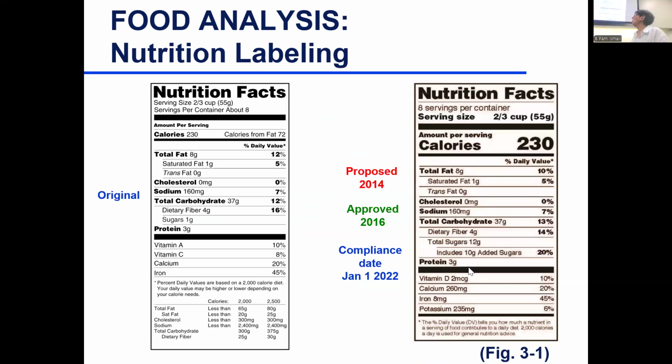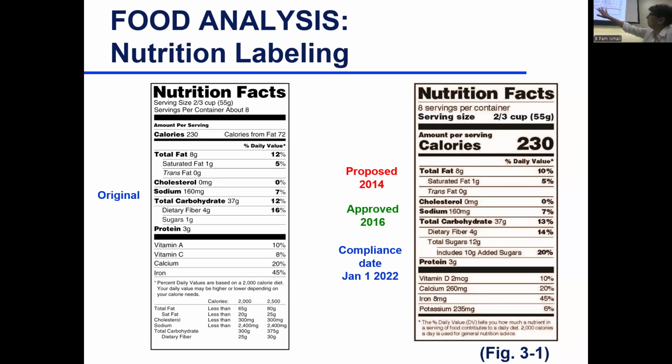Okay, so the new label was proposed in 2014, approved in 2016, and it took years to implement. It was supposed to be implemented, I believe, in 2020 finally, and then the pandemic hit, and then they pushed it even more. But now it is in effect, and there should be compliance starting with January 2022.